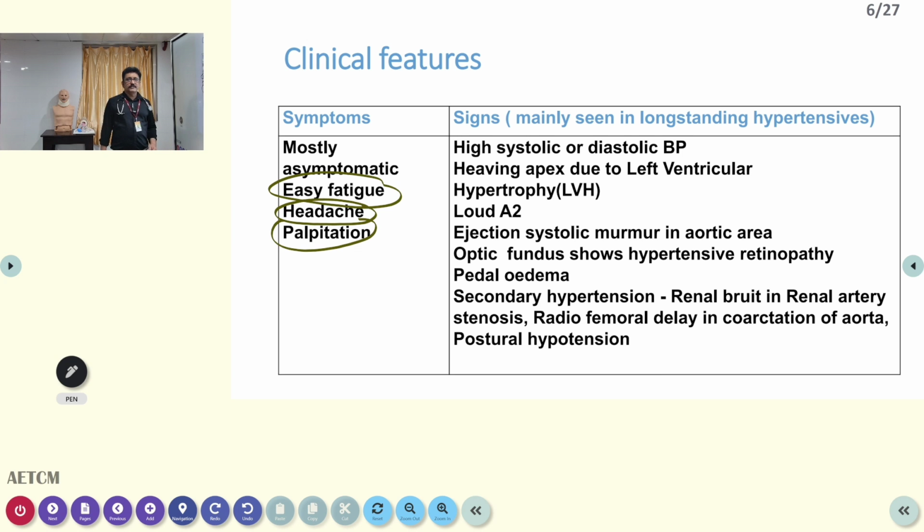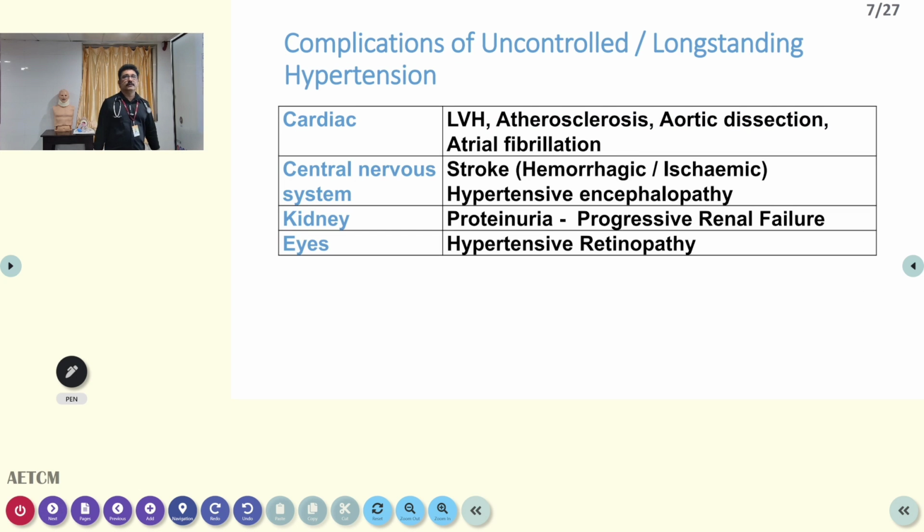Renal bruit on examination is a classical finding in renal artery stenosis. Radiofemoral delay in coarctation of aorta. Postural hypotension is seen in many types of secondary hypertension. Even some drugs can also produce postural hypotension.